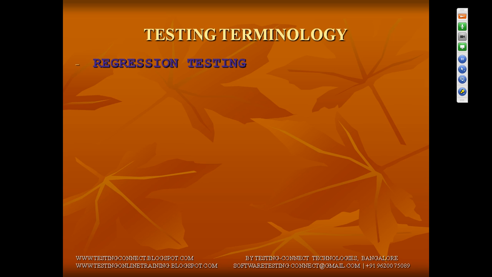Regression testing. Okay, for any application, how many types of releases will you come across? There are two types of releases: major release and minor release. Major release means every 3 months, minor release means every 1 month. Remember, this time box may vary from project to project, client to client.